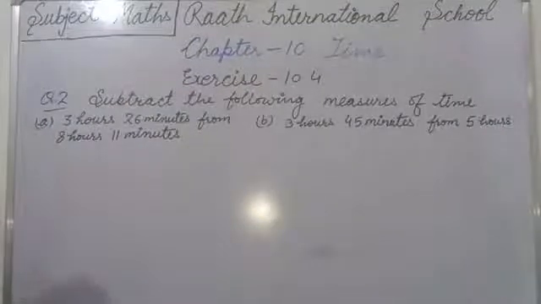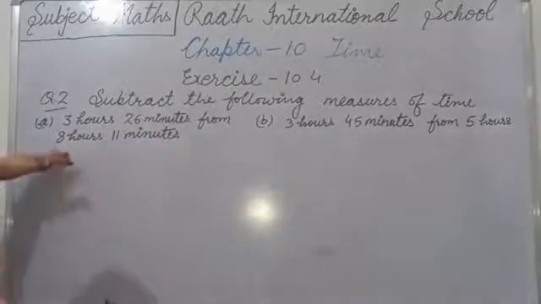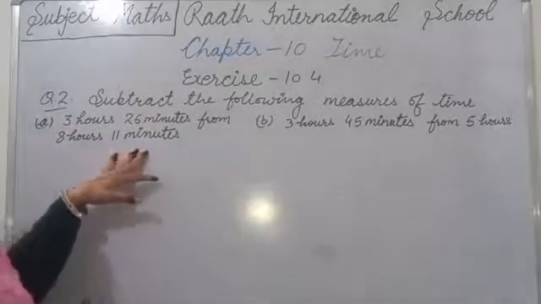Question number 2. Subtract the following measures of time. So here we will do subtraction. Subtraction of time is also like simple subtraction. But when we take borrowing, we will keep in our mind that in 1 hour we have 60 minutes. So now A part is there: 3 hours 26 minutes from 8 hours 11 minutes.